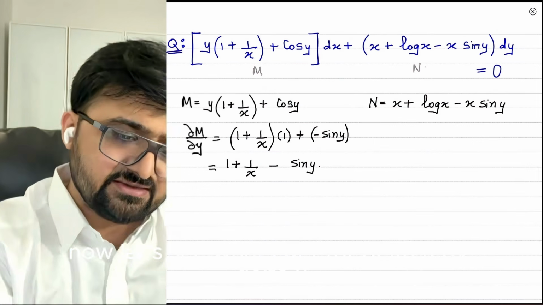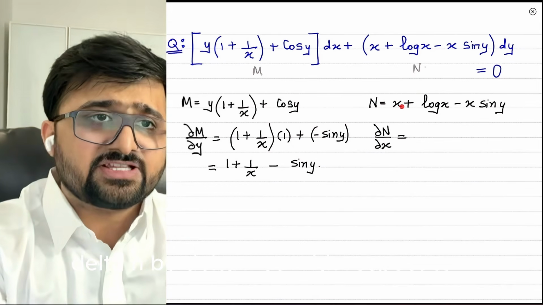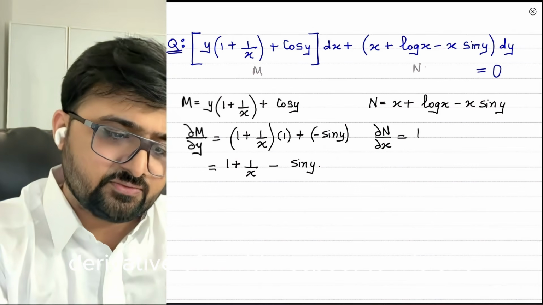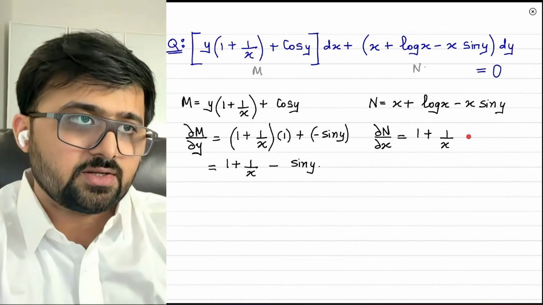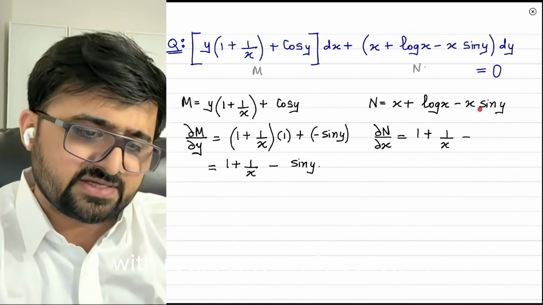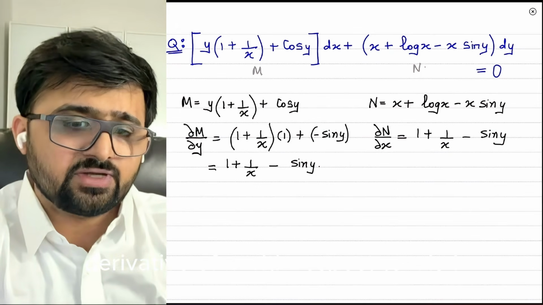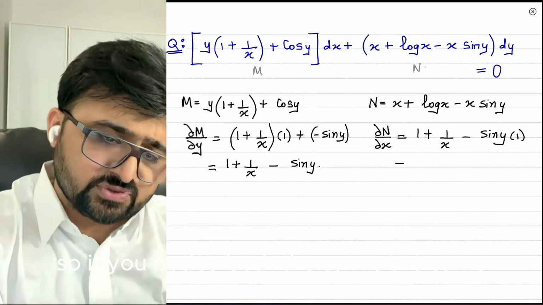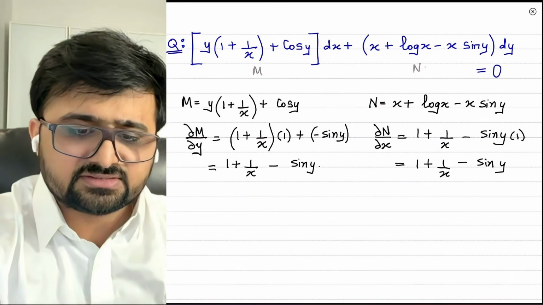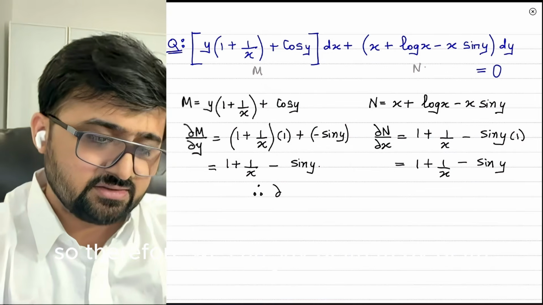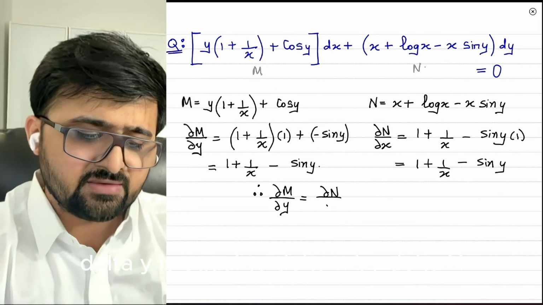Now let's see what I get for delta N by delta x. With respect to x, the derivative of x with respect to x is 1. The derivative of log x with respect to x is 1 over x. Minus, remember with respect to x, y is constant, so sine y is constant. The derivative of x with respect to x is 1. So if you notice, both are the same, 1 plus 1 over x minus sine y. Therefore delta M by delta y is equal to delta N by delta x.